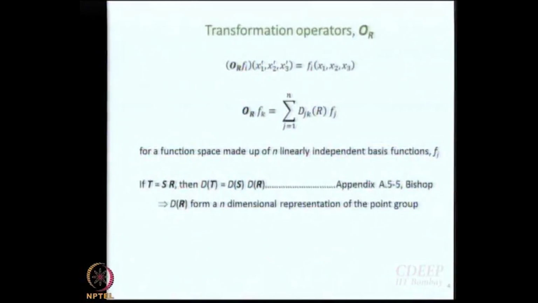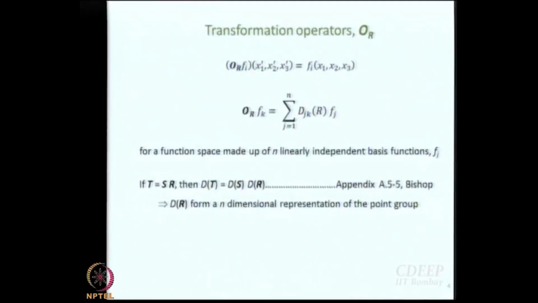So, now the thing is, since that is so, we have shown earlier that the symmetry operations form this representation of the point group, right. So, now we can say that the corresponding matrices also form n dimensional representation of the point group. That is the connection between what we are discussing now and group theory.